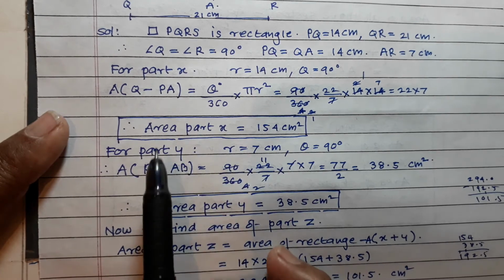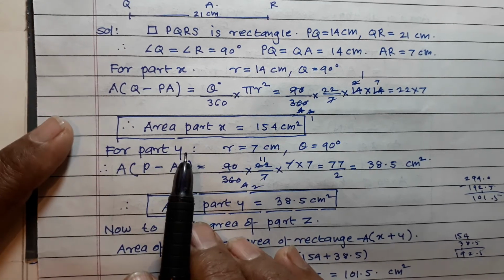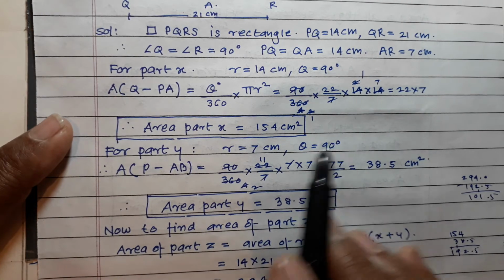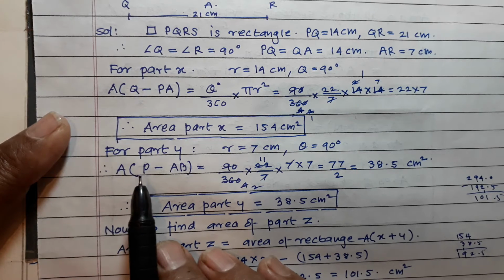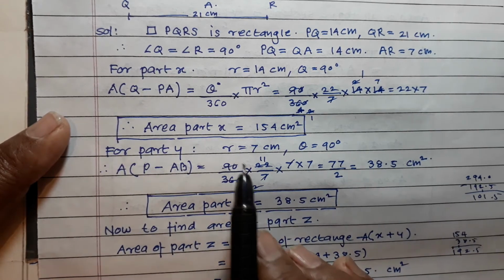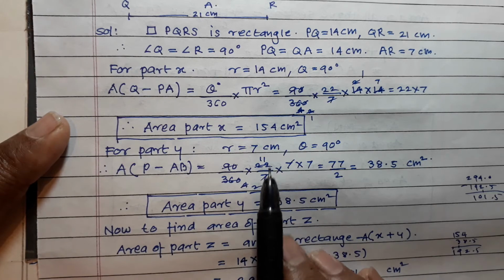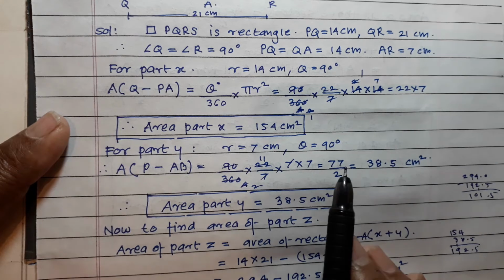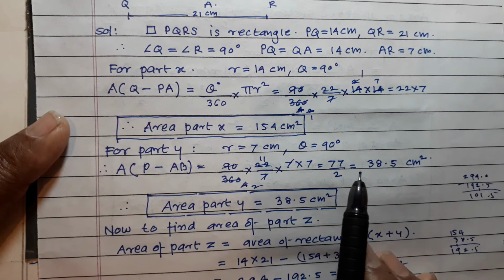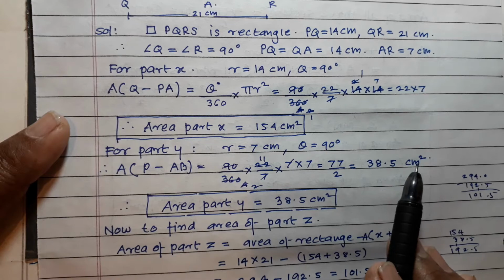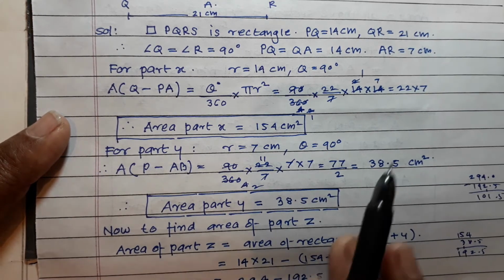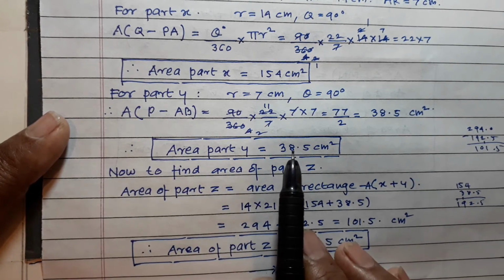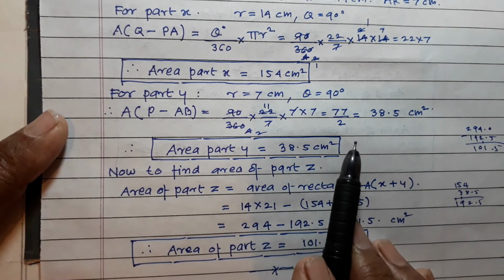Then part Y, r is equal to 7 centimeter and theta is equal to 90 degrees, and therefore area of sector P dash AB is equal to 90 upon 360 into 22 upon 7 into 7 into 7, which gives you 77 upon 2, is equal to 38.5 cm square. Therefore area of part Y is equal to 38.5 cm square.